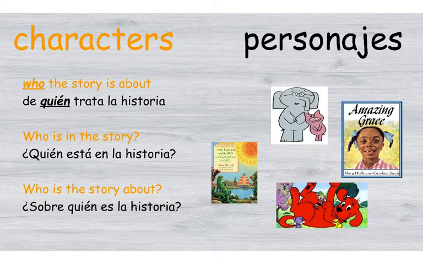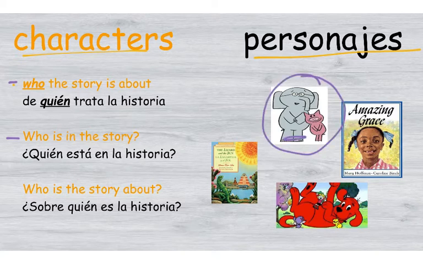So let's get started. So we have characters, or personajes, and characters are who is the story about, who is in the story, and who is it about. So I have some examples here. We know these guys. We have Elephant and Piggy. This little girl here, her name is Grace, and that's her book. It's called Amazing Grace. This story is The Lizard in the Sun, La Lagartija y el Sol. So for this story, it's about a lizard and the sun. So those are the characters.